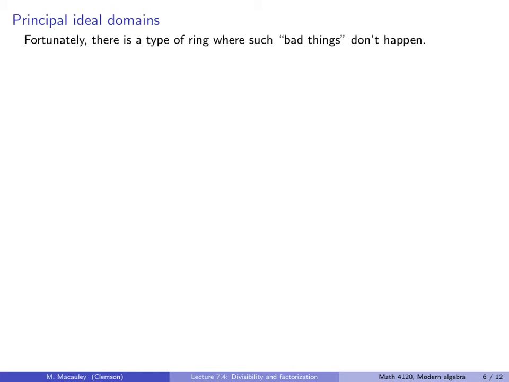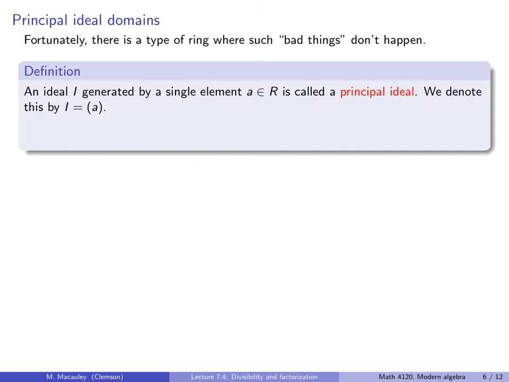Fortunately, there is a type of ring where such bad things don't happen. For this, we need a definition first. An ideal I generated by a single element A is called a principal ideal. We denote this, as we usually do, by just putting parentheses around the generator. Note that this is analogous to, in group theory, cyclic subgroups. Those are subgroups that are generated by a single element in a group.